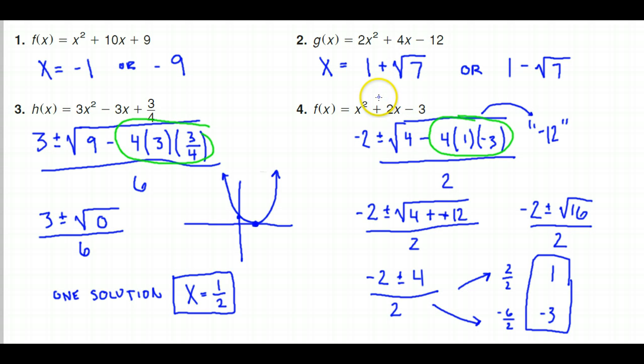If you were going to be asked to solve this, you always want to try factoring first because it's much easier. So this one factors x plus 3 times x minus 1, and there you see that's where your solutions come in. What makes x plus 3 zero? Negative 3. What makes x minus 1 zero? 1. So you can use the quadratic formula, but it certainly isn't the best method.